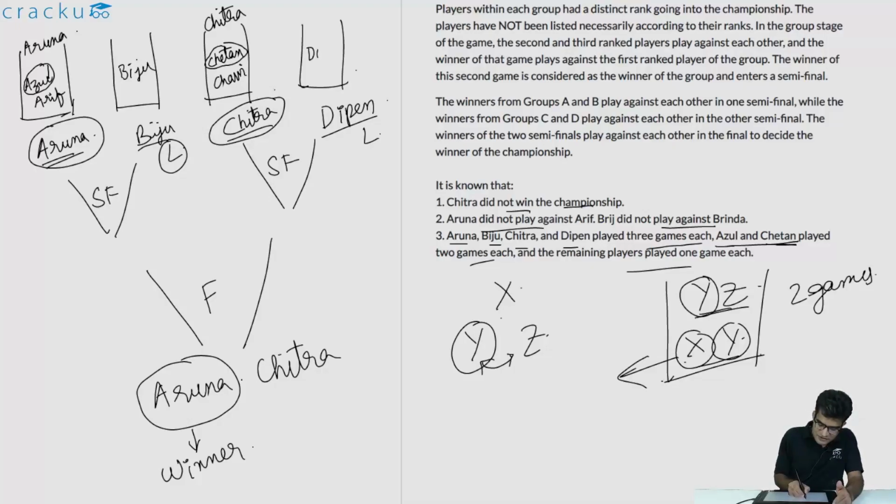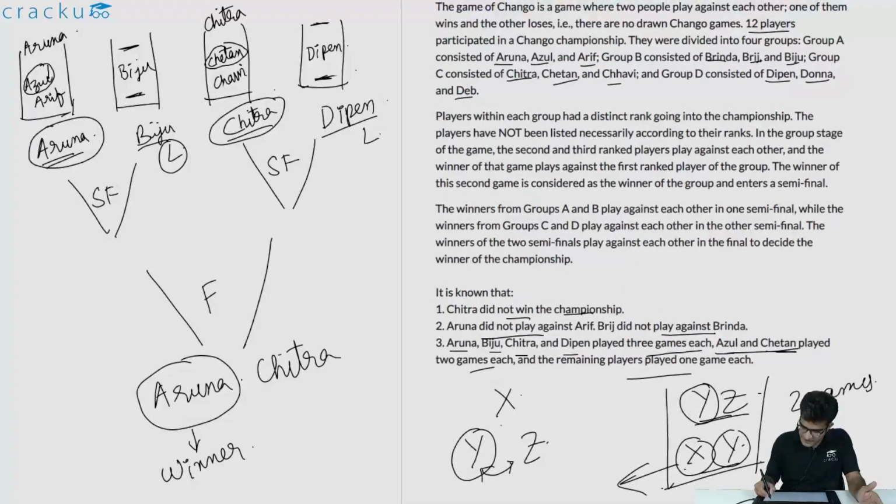Similarly, Deepen was also in the middle. He was also either 2 or 3. This would imply that there was 1 guy above and 1 guy below Biju. Same is the case for Deepen. There was 1 guy above and 1 guy below. The 2 guys in group B will be Brinda and Bridge. One of the 2 was ranked 1 and one of them was ranked 3. In the same way, for Deepen also, one of them is Donna and one of them is Deb.